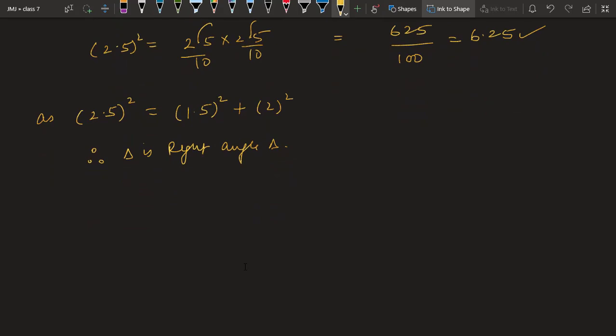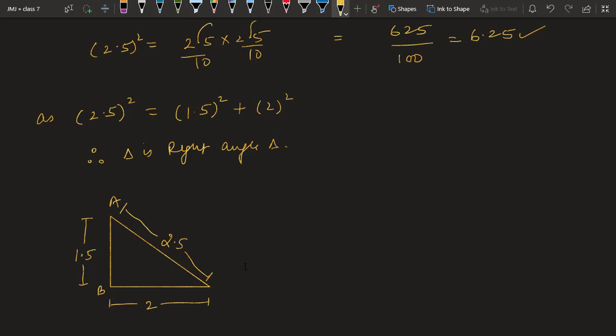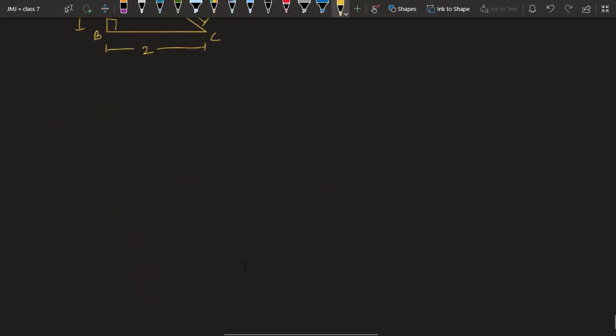And let us find the right angle. Again we have to draw a triangle. So this time again the hypotenuse is fixed, it is the longest side 2.5. Other two sides you can take any one. I am taking this as 1.5 and this as 2. Let me call it A, B, C. Obviously the angle opposite to the longest side is this angle. So angle B is equal to 90 degree.